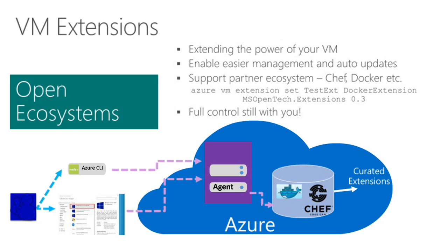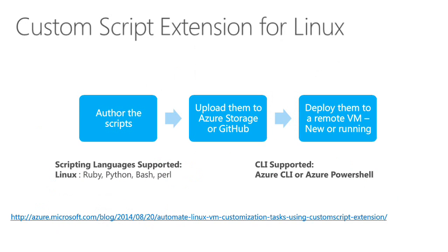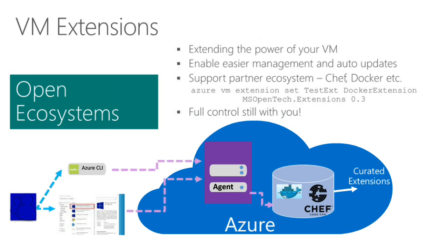And the way it works is you basically have an agent. I'm trying to see if I can get the animation working. It doesn't seem to work. So anyway, the agent accesses a secure repository where our partners who are participating in the marketplace, and I have a few examples here, Chef and Docker, work with us to publish a package there that allows the agent to access that package and actually install it inside the virtual machine.